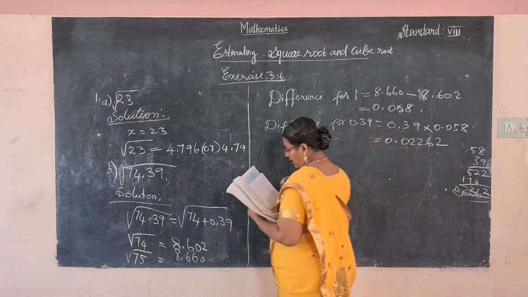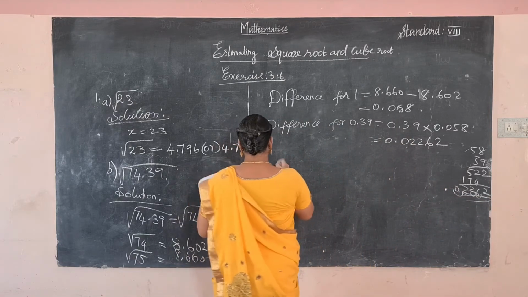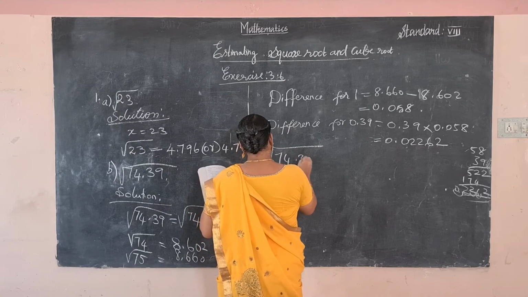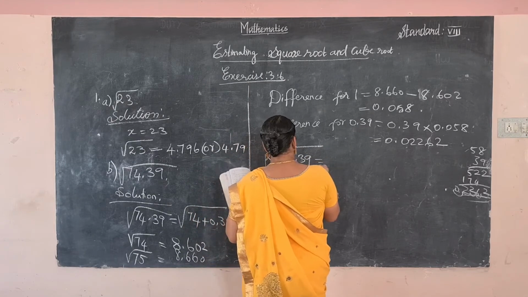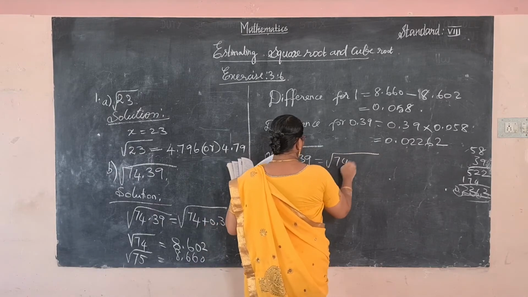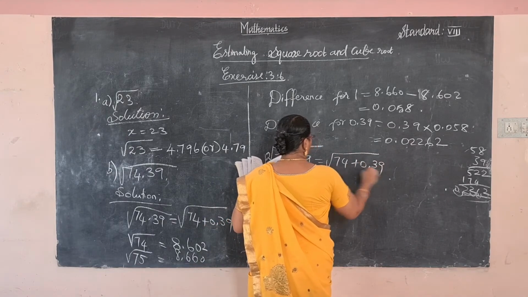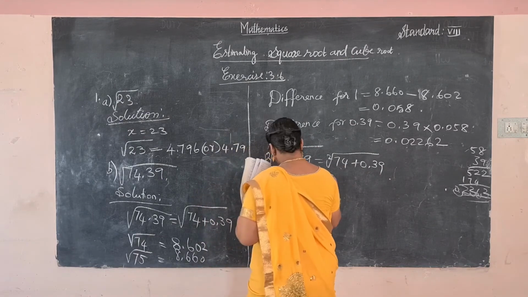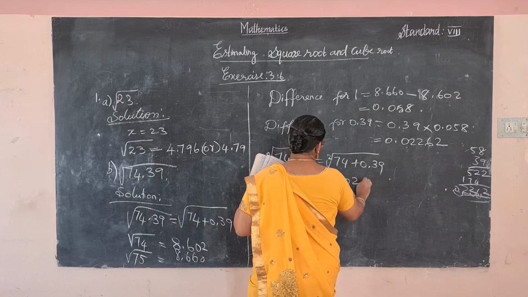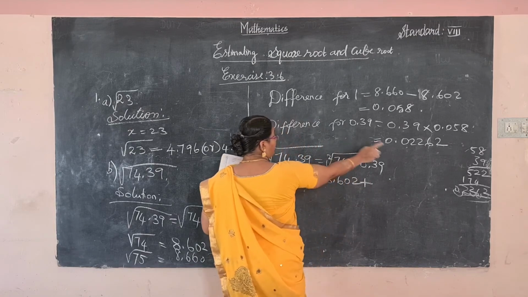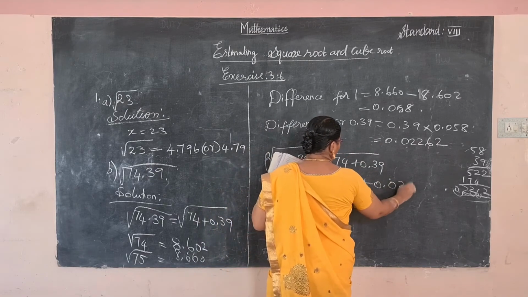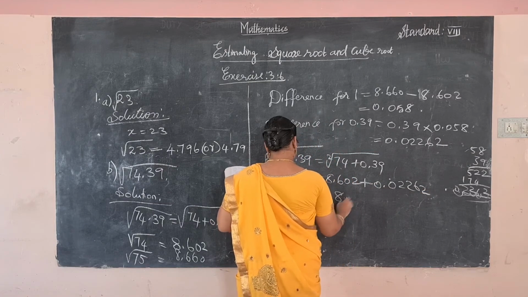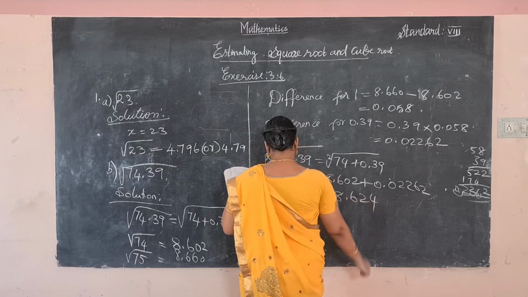Write like that. Okay. And next one, the square root of 74.39 is equal to, what is the value? 74 plus 0.39. The 74 value is 8.602 plus the 0.39 value is 0.062. Okay, so the value is 8.624.